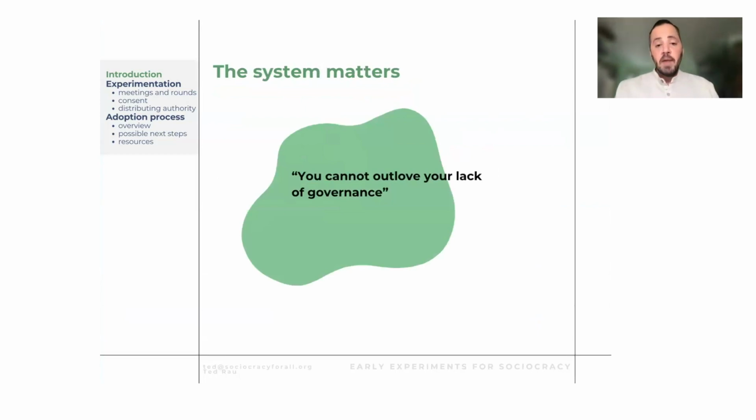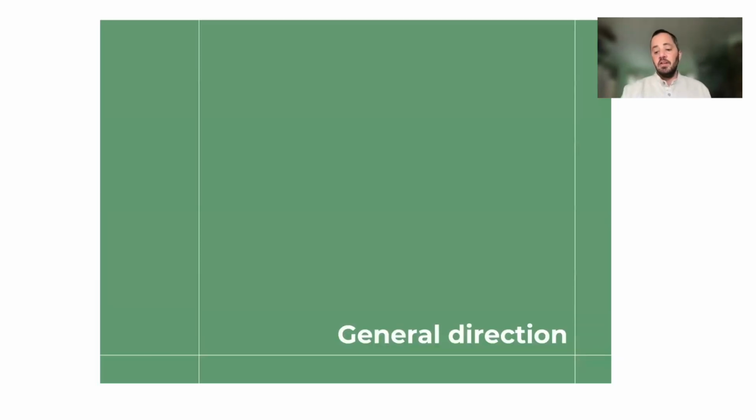And the system, of course, matters. You might have heard that quote from me actually yesterday: you can't outlove your lack of governance. The system will set the general behaviors, what is rewarded and what is not rewarded, and so on. We'll get a little bit more to that later. So we have to acknowledge what the general system is. And that said, here is what we can move and shift a little bit at least.